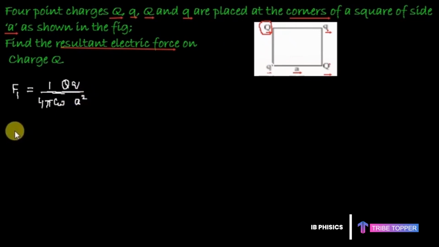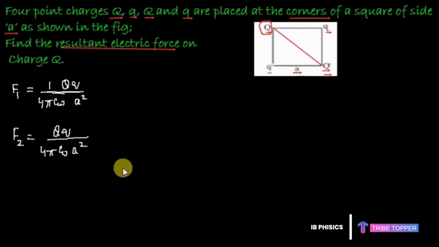And F2, if we say that is the force acting due to the other small q charge placed here, this one, so it would be the same, Qq upon 4 pi epsilon naught times a square. So these two forces would be same. But now what about the force due to this Q? For that we first need to find out the distance between the two charges.